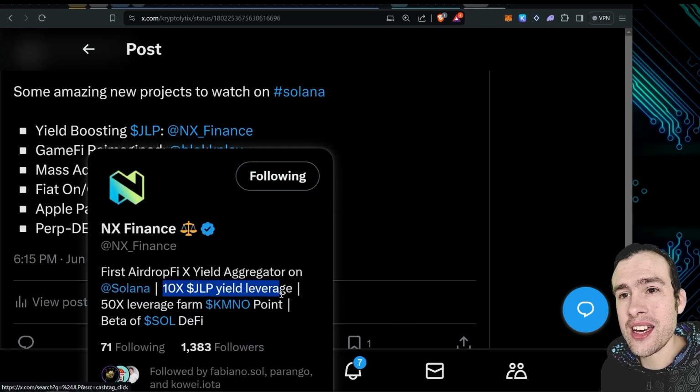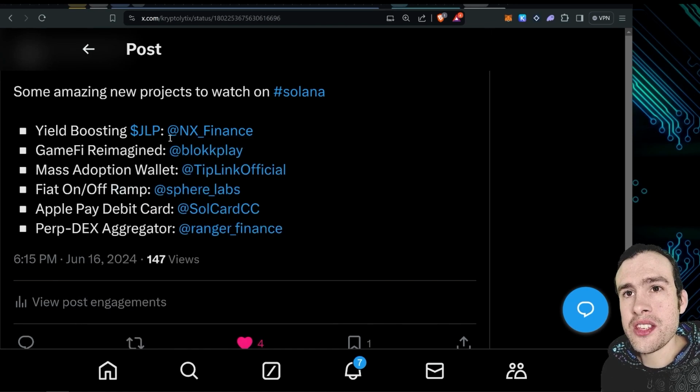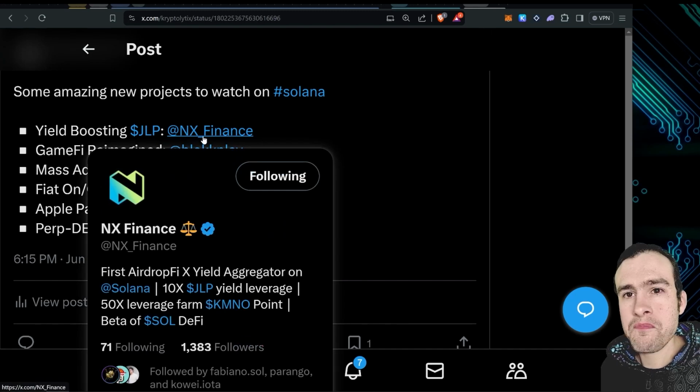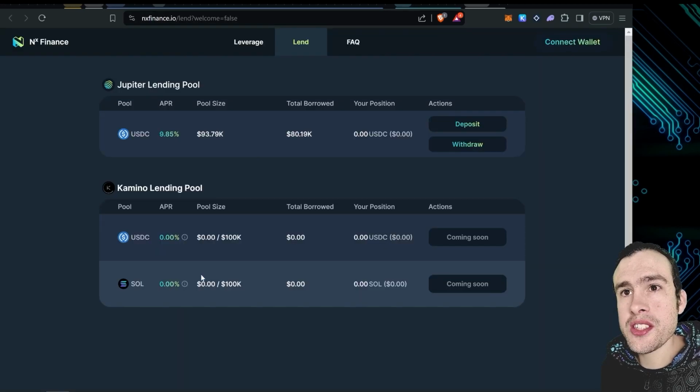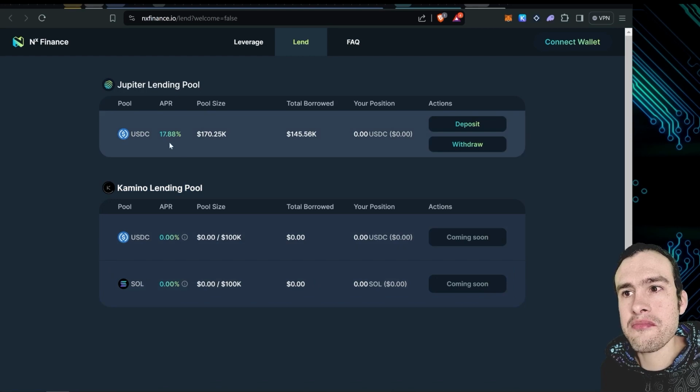10x though, I think that's higher than the Mango one. So these guys are someone worth watching. They don't have a token yet, so maybe they'll have something. And it says here, Airdrop Fi and Yield Aggregator. They got 18% at the moment on USDC. So again, this is like a vault, so to speak. I don't know where the Airdrop Fi is though. I guess the Kamino lending pool, that would be the Airdrop Fi component, because you're farming Kamino points with 50x.